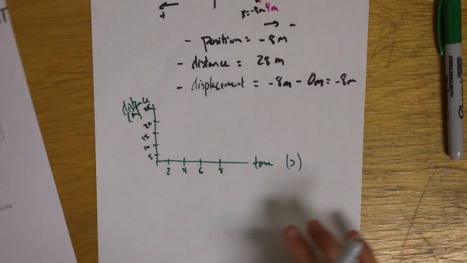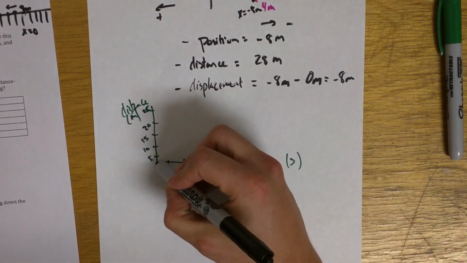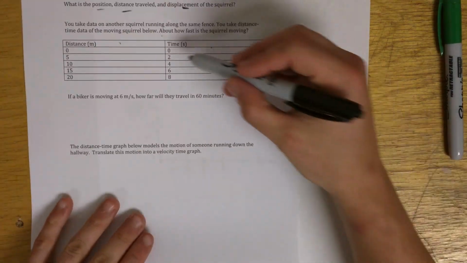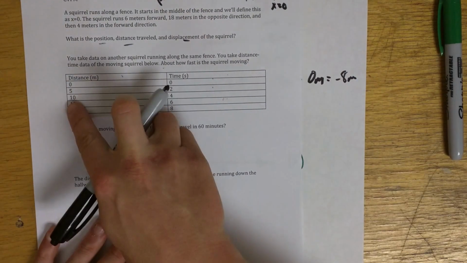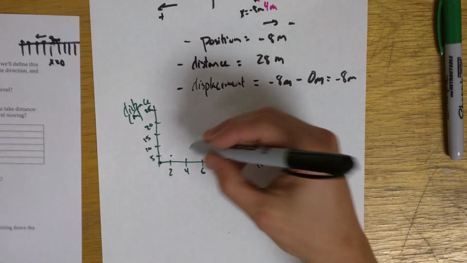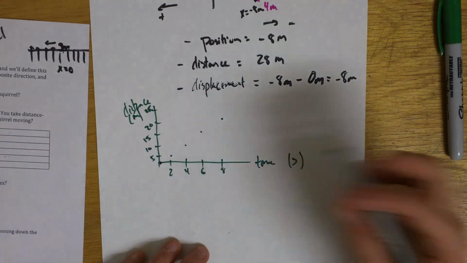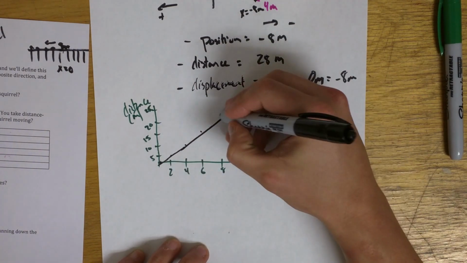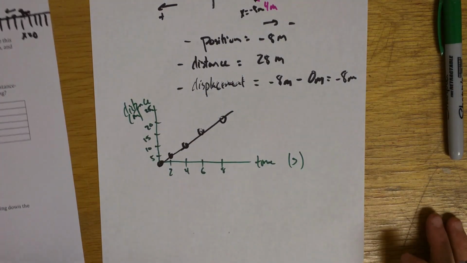So we're plotting this data, just going through each data point here and putting it down on the graph, starting with 0, 0, then going to 2 seconds. At 2 seconds, the squirrel's at 5 meters. At 4 seconds, it's at 10 meters. And you should be pretty comfortable plotting at this point and drawing a line of best fit. Okay. I'm just circling my data points.